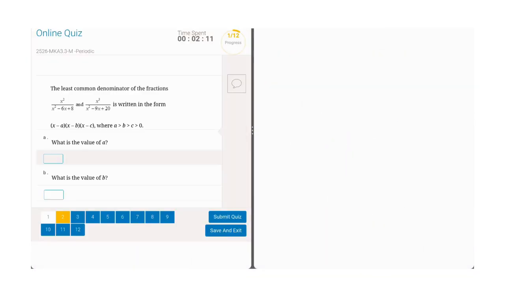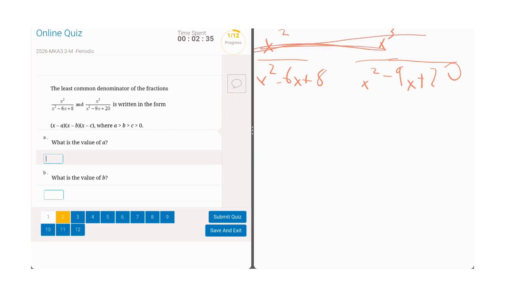Here we have to find the least common denominator of the fractions x squared over (x squared minus 6x plus 8) and x cubed over (x squared minus 9x plus 20). Here they're only asking us for the least common denominator of the fractions, so we completely disregard the numerators. So we factor this first one. So you have x and x, 4 and 2.